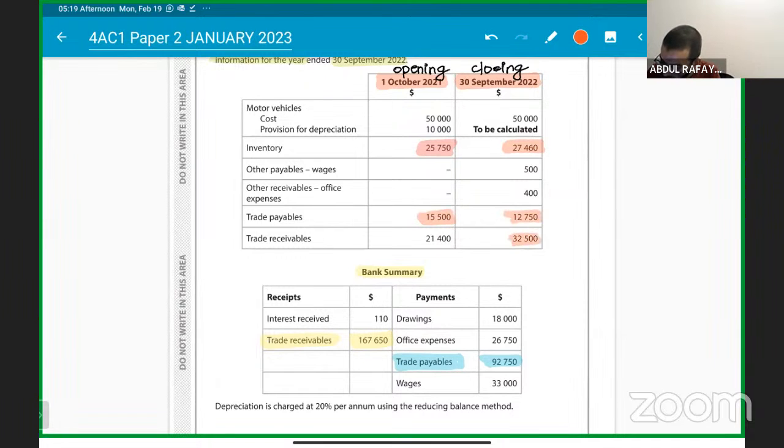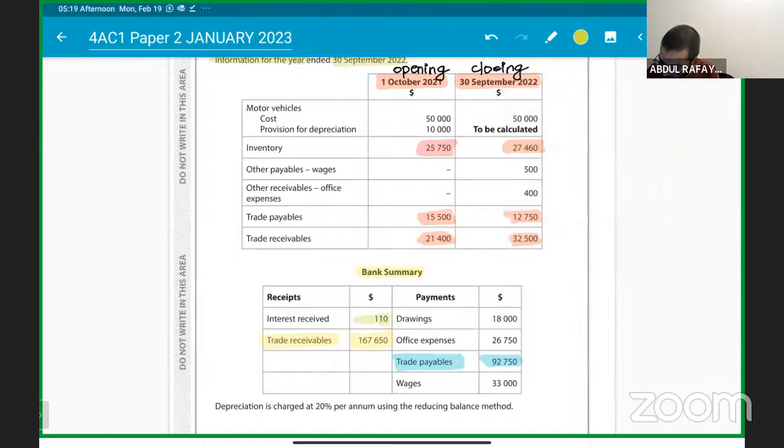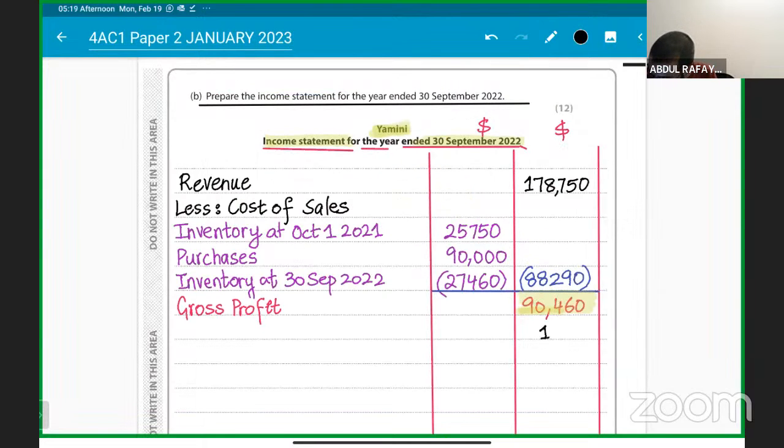Understanding with me, following? We have used these two pieces of information, and the next thing we are using is basically interest received as well. Other incomes, that is $110. Other incomes, $110. So you can write down directly here that you have other incomes as well. That is interest received. Okay, getting it clear?